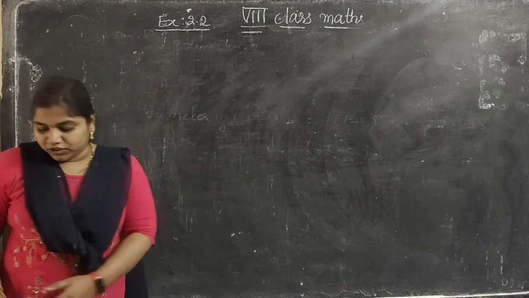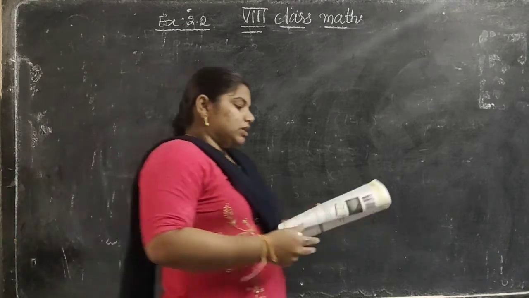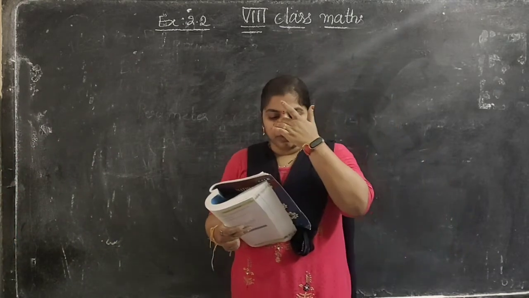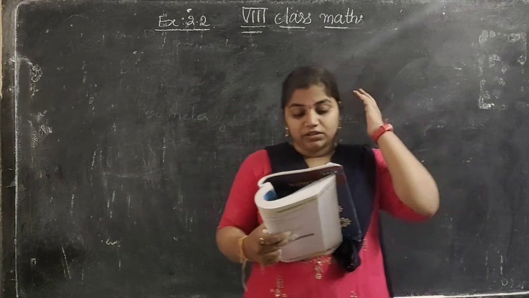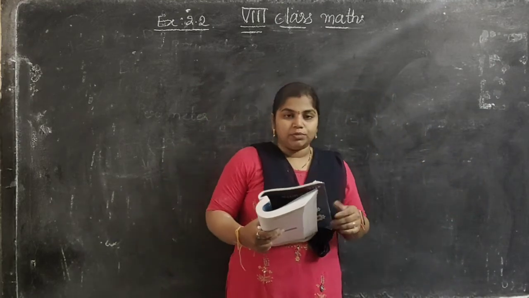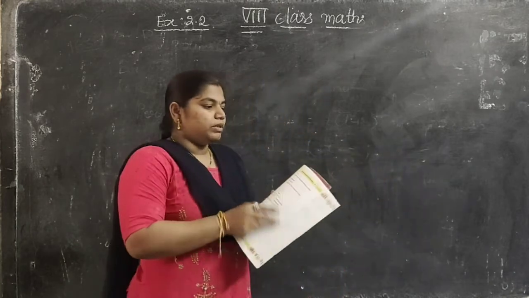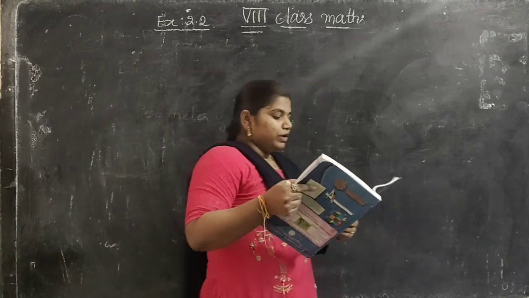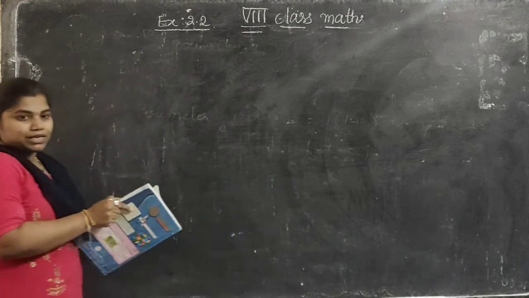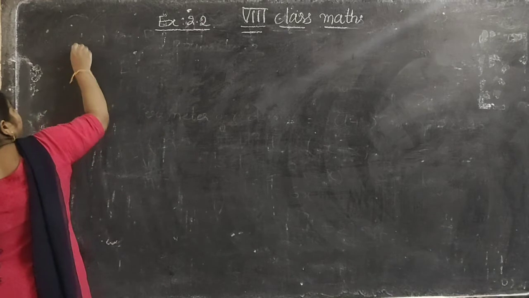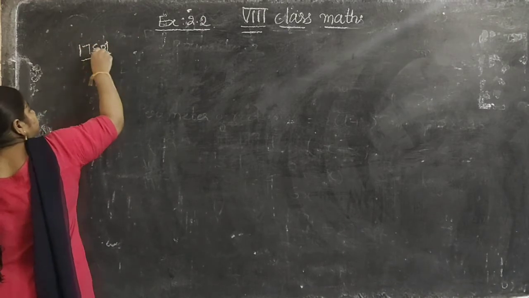The sum of the page numbers on the facing pages of a book is 373. What are the page numbers? You have to find the page numbers there. Already you know how the page numbers will be there. So, what will you take here? First page number we will take as x, and second page number we will take in the form of x plus 1. So, here is the solution.